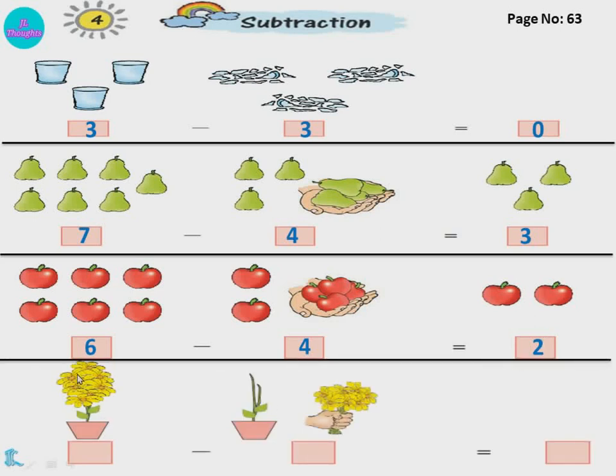Now count the flowers in this bottom. So it's not visible, so I'll enlarge it for you. See, 1, 2, 3, 4, 5, 6, 7. So how many flowers are there? 7. So in the box you will write 7. So how many have been taken? All 7 have been taken. So 7 minus 7, 0.